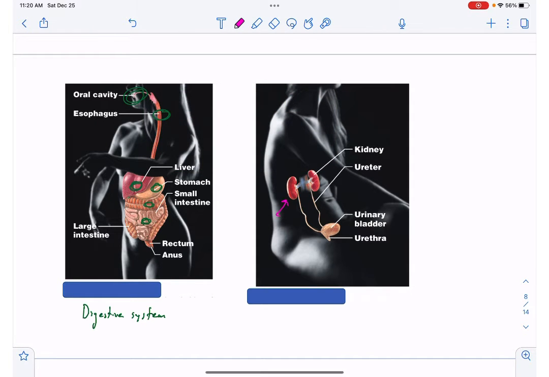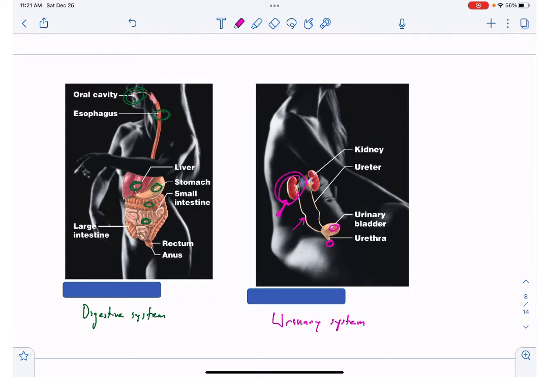The kidneys. We have a pair of kidneys. We have a pair of ureters. We have a single urinary bladder and a single urethra. This is the urinary system. And when it comes to the physiology of the urinary system, we're going to be talking primarily about the kidneys. Okay, this is where most of the action occurs.